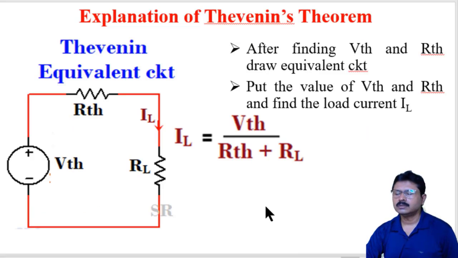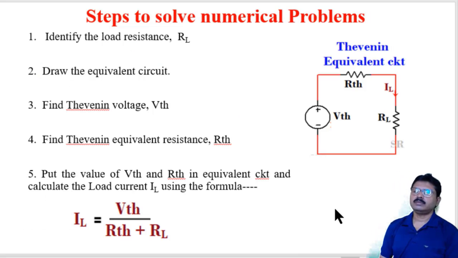Next, what should we do? In the equivalent circuit we will put the value of VTH and RTH. So this is the equivalent circuit where we will put the VTH, RTH, and the load will be connected in series with this VTH, RTH. We will put the value of VTH, we will put the value of RTH, and RL has a particular value. So from this simple circuit it is very easy to calculate the current. So load current IL is equal to VTH divided by the full resistance, that is RTH plus RL. So this is the explanation of Thevenin's theorem.